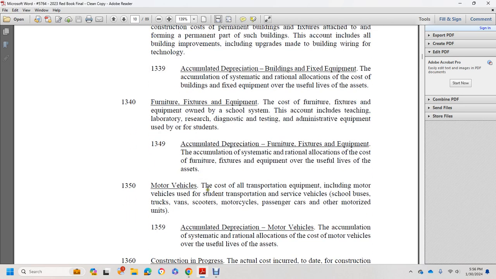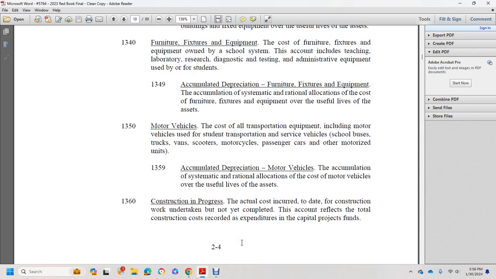1350. Motor vehicles: the cost of transportation, including motor vehicles for student transportation, school buses, trucks, vans, scooters, motorcycles, passenger cars, or other motorized units. 1359. Accumulated depreciation, motor vehicles: the accumulated systematic and rational allocation of the cost of the motor vehicles over the useful life of the asset.